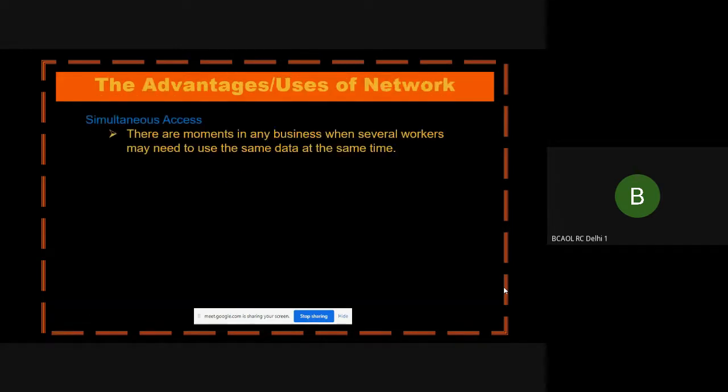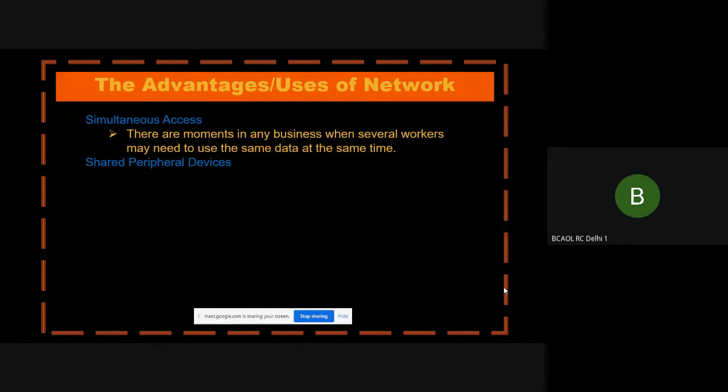So what are the advantages of uses of a network? There are moments in any business when several workers may need to use the same data at the same time. We require that some data has to be used by several employees in our organization. Then what we need to do? We can connect them to the server through a communication medium, or interconnect them, and they can share and use that data at the same time on a network.